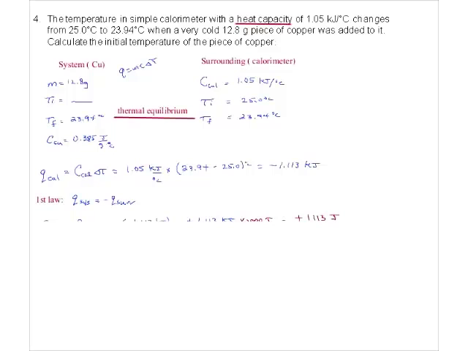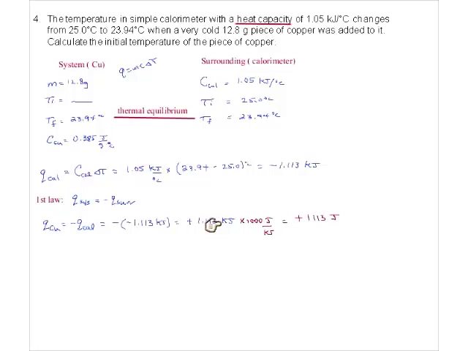All right. And therefore, Q of the copper is going to be negative Q of the calorimeter, so it's going to be a plus 1.113. Now, what we got to watch out for here is the specific heat capacity of copper is given in joules per gram degree Celsius, whereas the heat capacity of the calorimeter was given in kilojoules per degree Celsius. And this is another reason why you should be carrying your units when you do these calculations. So this value works out to be 1.13 kilojoules, which means it's 1.13 kilojoules for the copper as well.